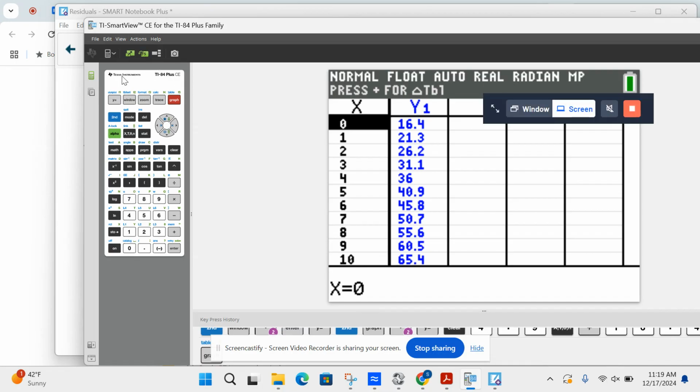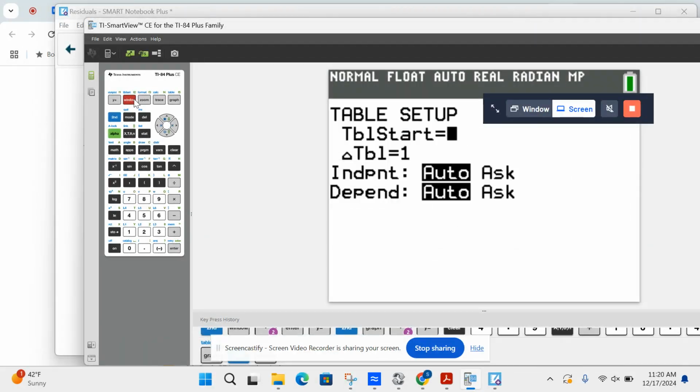What I was messing with before I showed you the table was the table set. So press second window at table set, right beside the y equals, and change the auto. Auto means it's going to just go negative infinity to positive infinity in increments of 1, and it's going to start you at 0. But if we change the auto to ask, that means we can type in the x values we want. So just go over to ask and press enter.